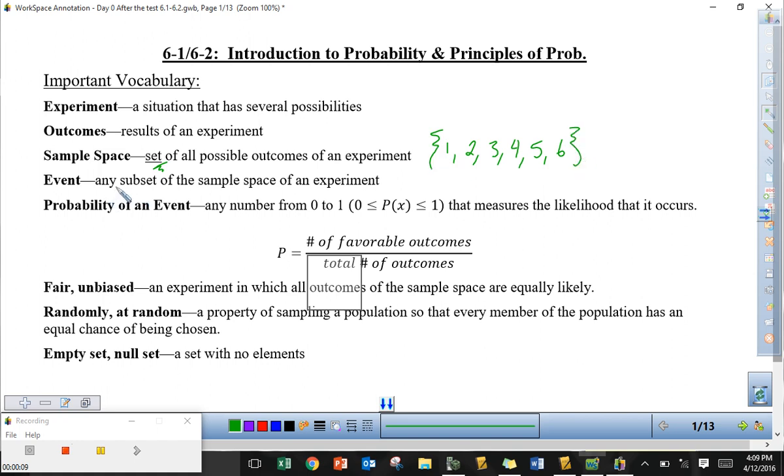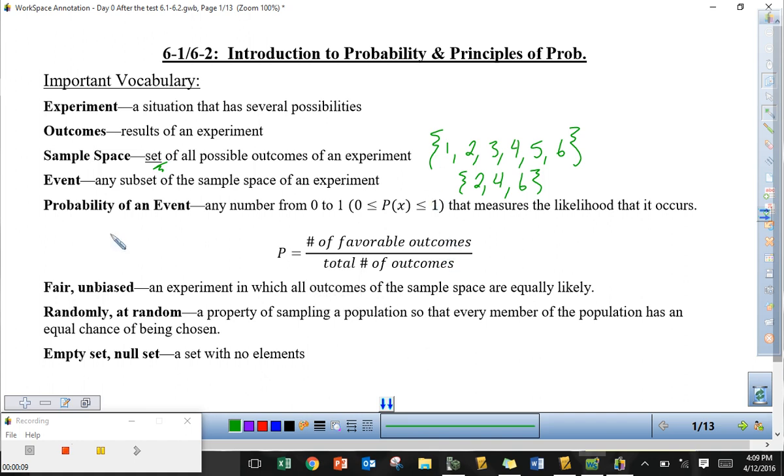Now, an event is any subset of the sample space of an experiment. So for our set above, instead of rolling a die in general, we could talk about the event of rolling an even number. That subset would look like 2, 4, or 6. All of those would be outcomes of that event.